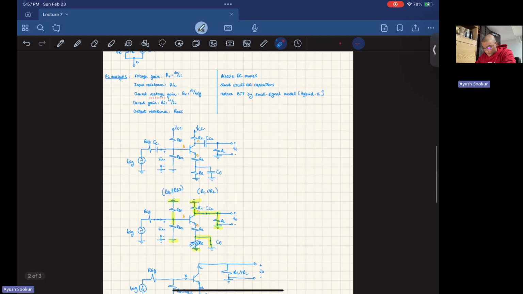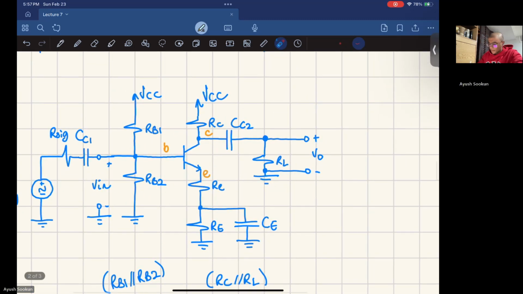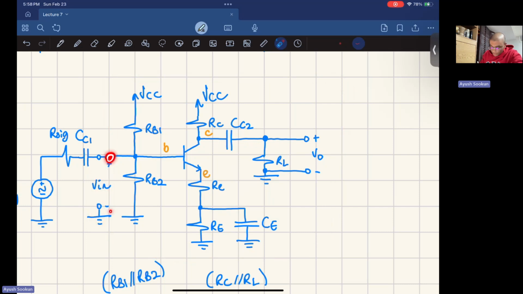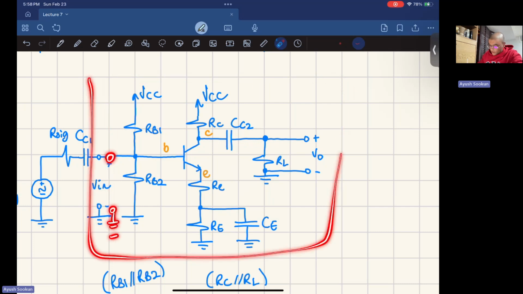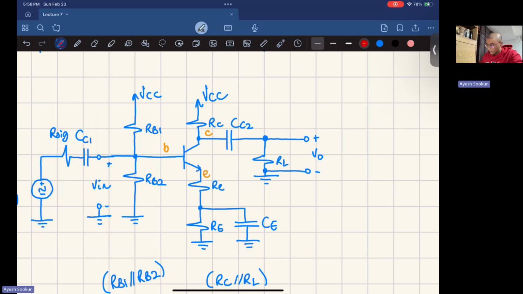So if you look at the circuit here, first you have to notice that the V input is right here. That means the input resistance would be right where the input is. So we're only considering this part of the circuit from the input terminals. The input terminals are right here, so only this part of the circuit will be considered. We can forget about the rest for the time being. So that's what we'll do.